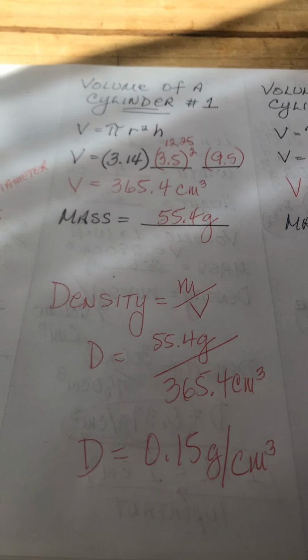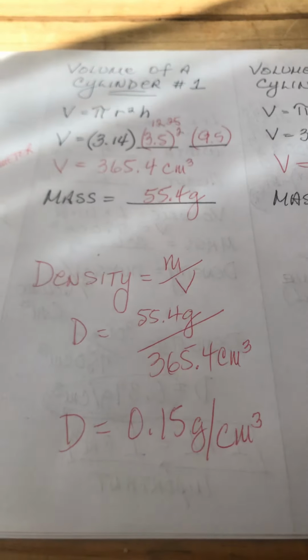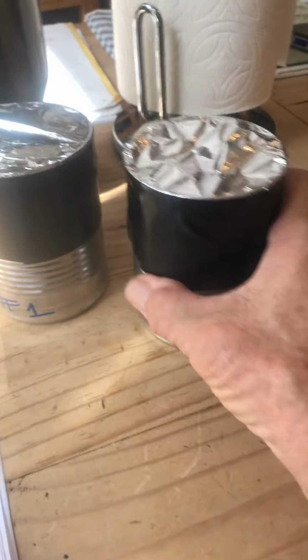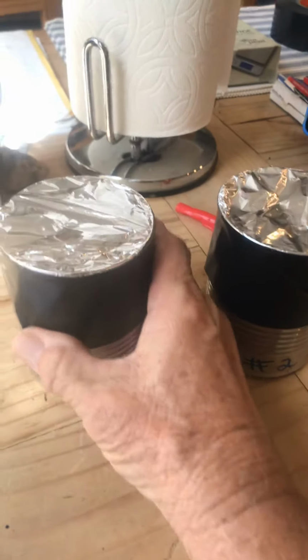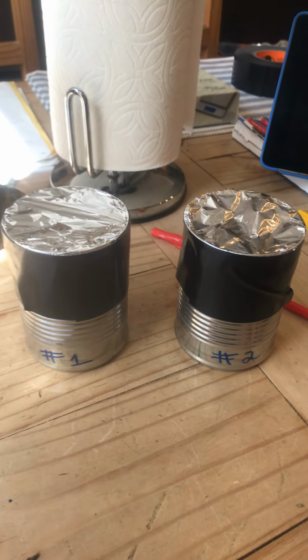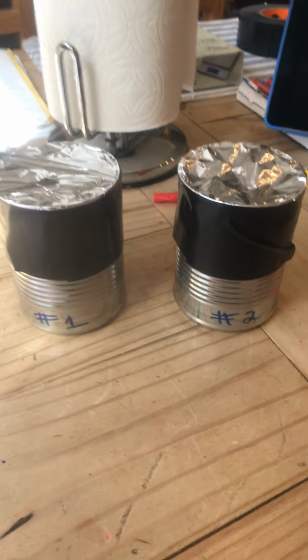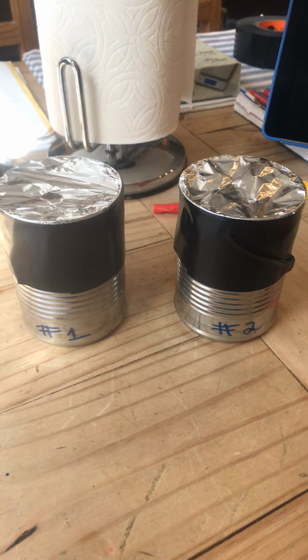Hi everybody again. This is the final phase of density. We're working on two very similar objects that look to really have the same density, number one and number two, and you couldn't pick which one would have a different density, right?